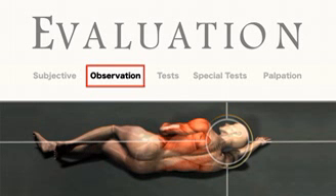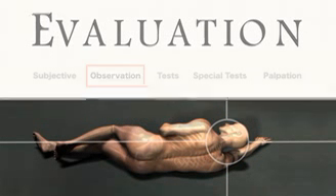Next, we look at active range of motion of the joint and observing how the patient moves that joint with their own muscles to get information of range of motion, of gentle strength, of the patient's ability to move the joint through space. And this is specific for each region.